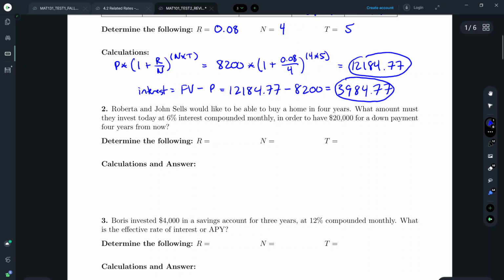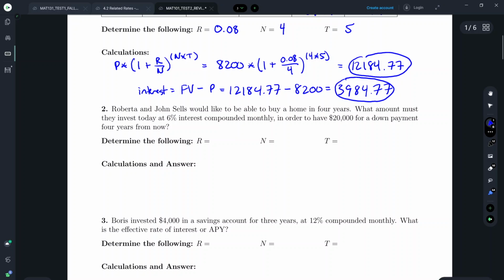Okay, so now let's take a look at problem 2. Problem 2 is a word problem, and it says Roberta and John Sells would like to be able to buy a home in 4 years. What amount must they invest today at 6% interest compounded monthly in order to have $20,000 for a down payment 4 years from now?